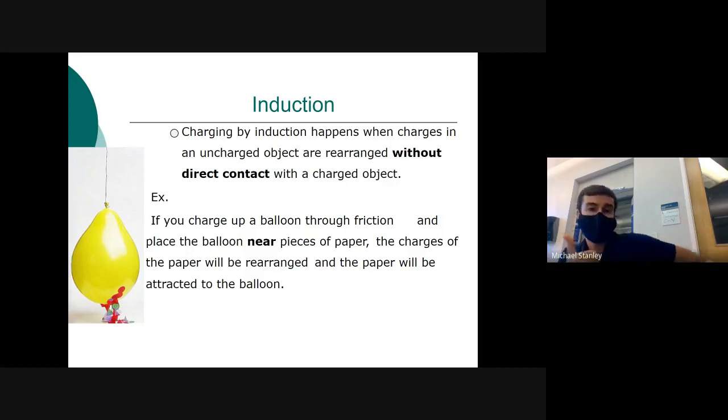So we have friction, which moves electrons around by rubbing things together, literally wiping the electrons from one object to another. We have conduction, which happens when we touch a charged object to something that's not charged, which causes the electrons to move. And we have induction, where electrons move just by holding a charged object close to an uncharged object.